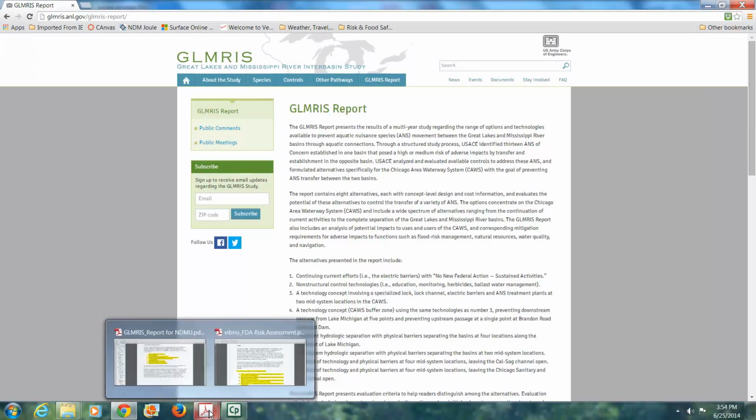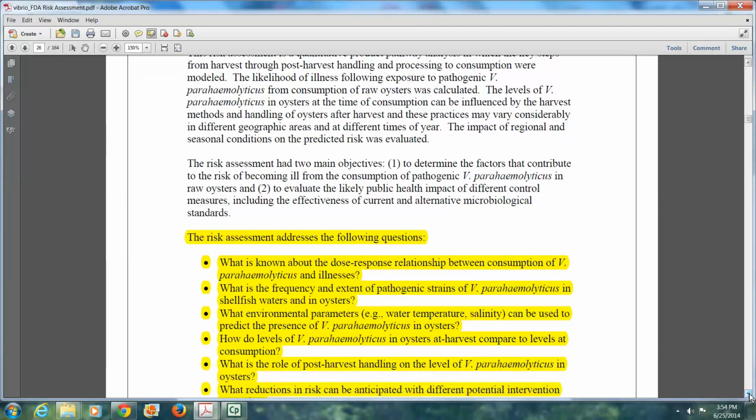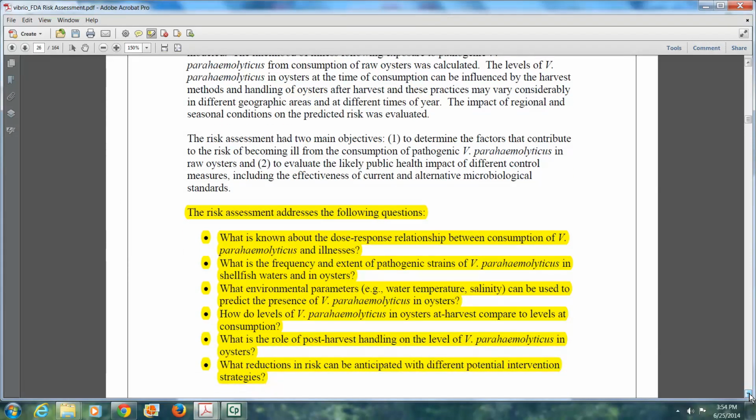Now let's have a look at the Vibrio parahemolyticus risk assessment. This was completed by a different U.S. government agency, the Food and Drug Administration Center for Food Safety and Applied Nutrition. They did a very nice job on the questions, as you see here on page 2 of the report. These 6 questions guided the conduct of the risk assessment, and they were carefully answered.